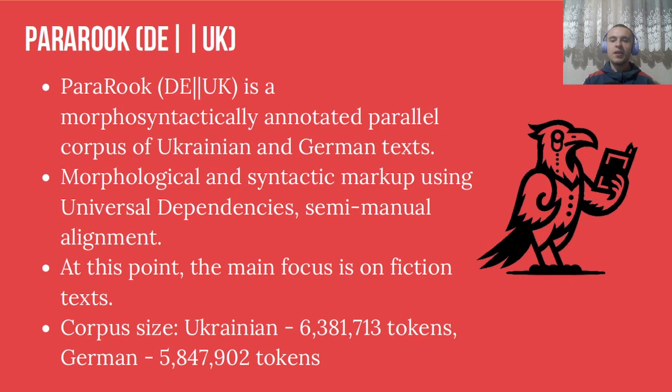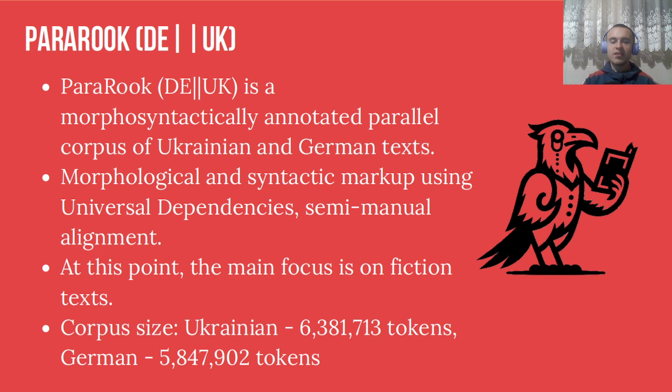ParaRook is a freely available, morphosyntactically annotated parallel corpus of Ukrainian and German texts. It currently contains 382,000 parallel sentences, totaling over 6 million tokens in the German component. The text alignment and verification process was carried out manually, without changing the original texts or their translations, ensuring high quality and accurate data. The core of the corpus consists of 20th century fiction translated from German into Ukrainian.